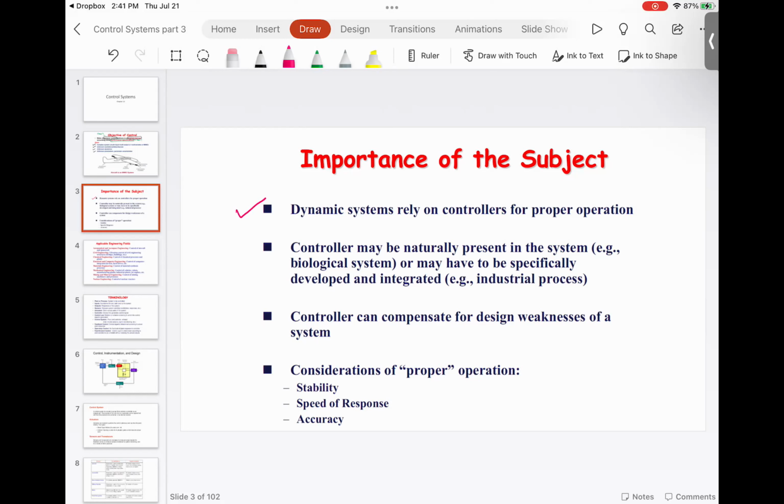Sometimes the controller could be present, or it may have to be specifically designed and integrated. So you can actually design the system specific to certain requirements, or sometimes they will give you the system and say, this is the system that you have to deal with, whatever you have, but make it work and meet the next set of specifications. Sometimes the designers make mistakes, and this is actually very, very important. Please try to understand that a controller can compensate for design weaknesses, and sometimes designs just get old.